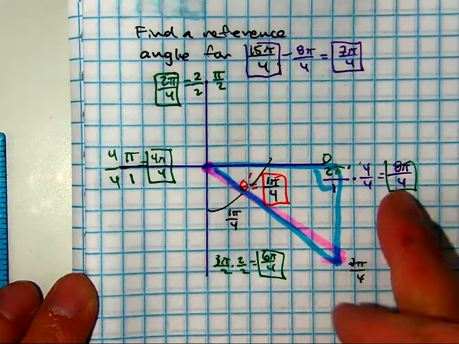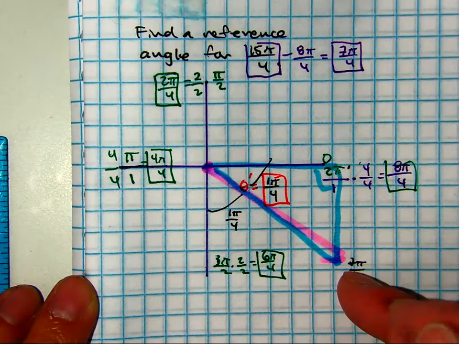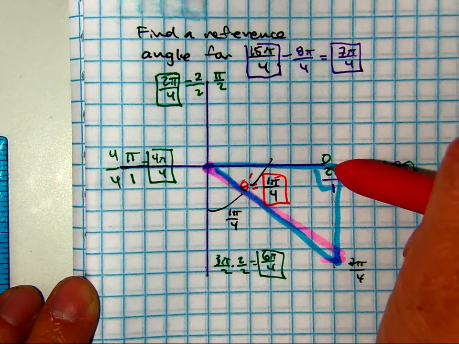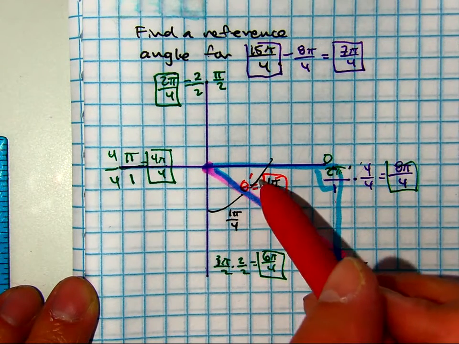So use your coterminal angles just like we did. Make common denominators the place where your ray is. Make your triangle like a bow tie, or in this case going to the x-axis. And remember, your reference angle is inside the triangle.